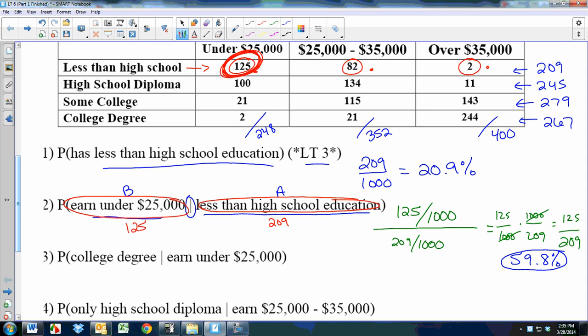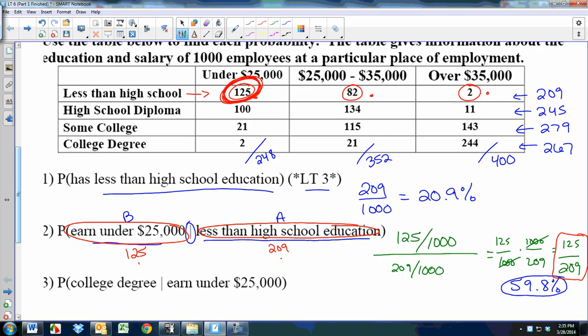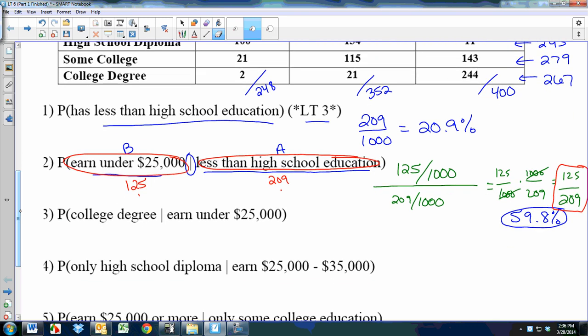Now, if we compare what we just got, 125 and 209, to our reduced fraction, that's how you can skip straight to finding the probability just by counting your successes and counting your total possible, knowing that the given statement reduces your population down to 209 people. All right, that may be a little confusing, so let's try number 3, and let's do it with the formula first, and then without.